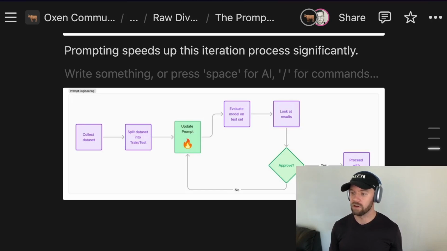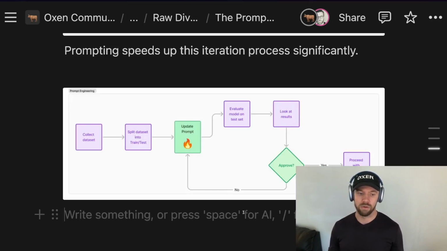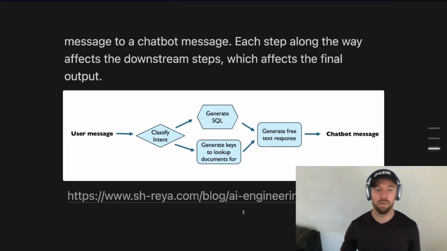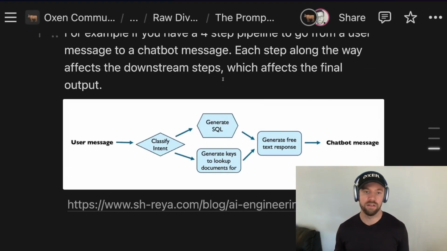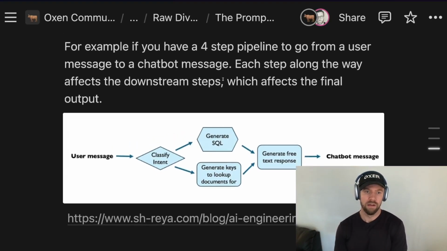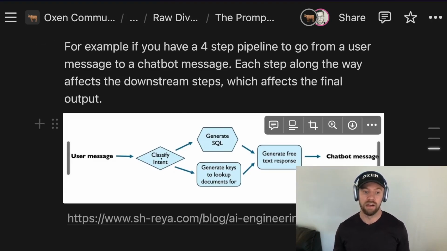And to describe this a little further, often you don't just have one prompt that you're using to solve a problem in a pipeline. For example, if you're building a chatbot, you might even have different prompts for different stages within the pipeline. So you might be classifying intent, generating some SQL, doing some lookups, combining all of that into a response, and then responding to the user.